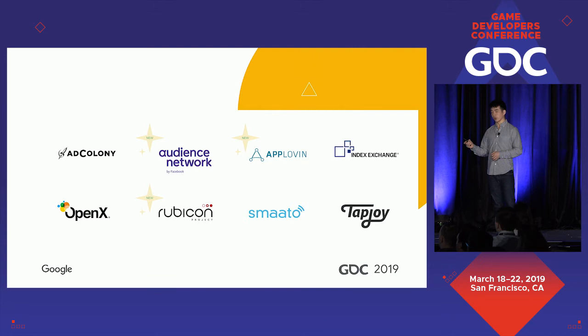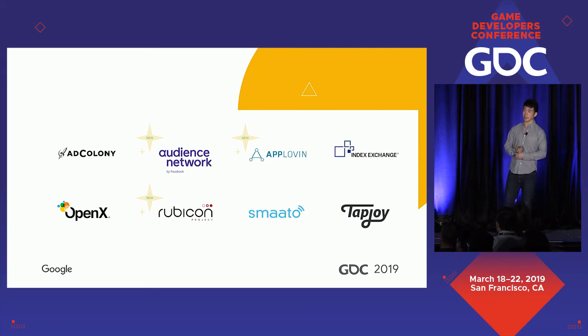Here are the 8 partners that we're live with today, and you'll notice we have some really big names up here. We're continuing to obviously work with all of the top ad networks in the market to bring them into our open bidding auction. And we're currently in closed beta. So if you want to test this out, talk to your AdMob account manager or reach out to me, and we'll get you on the whitelist.